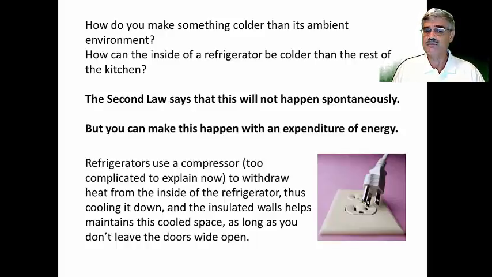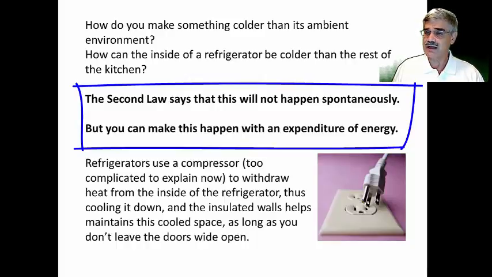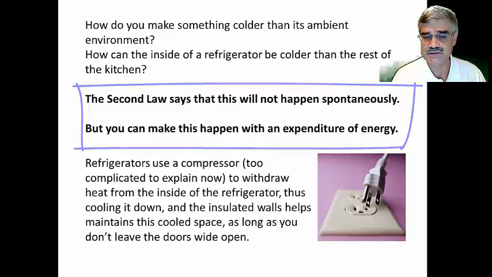But in fact, we know that the inside of a refrigerator is colder than the rest of our kitchen. So we know that even in our own apartments, we have regions where there is a segregation of hot and cold. Yet we've said that the second law says that this will not happen spontaneously. Well, yes, it will not happen spontaneously, but you can make it happen through the expenditure of energy.